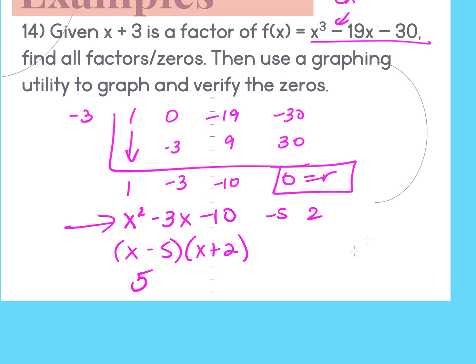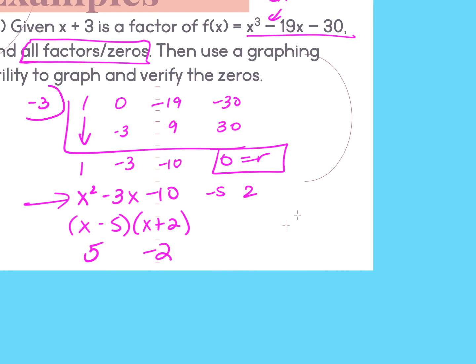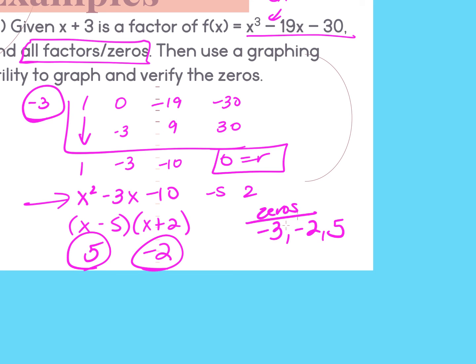And I end up with positive 5 and negative 2. So when it's finding all the factors and the zeros, it's the negative 3 from the first one plus the 5 and the negative 2. So all 3 would be zeros. So if I list zeros, it looks like this.